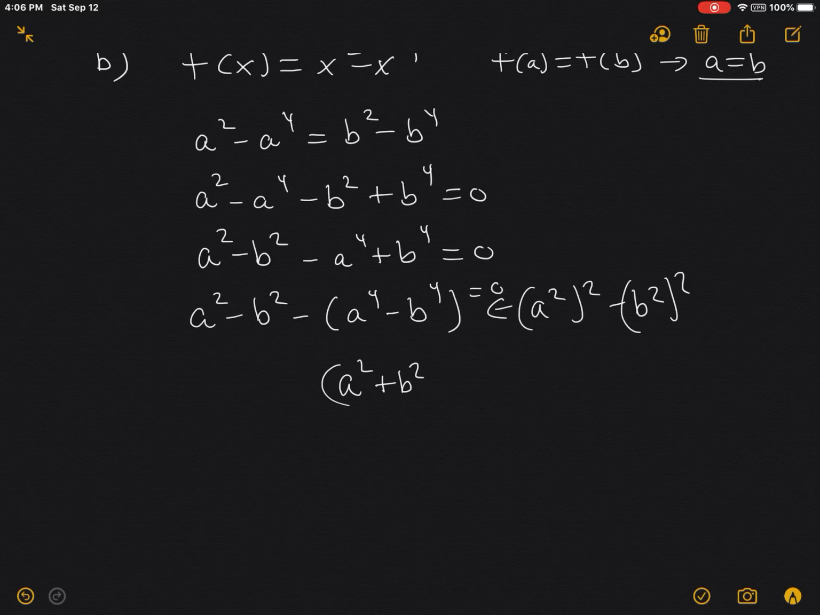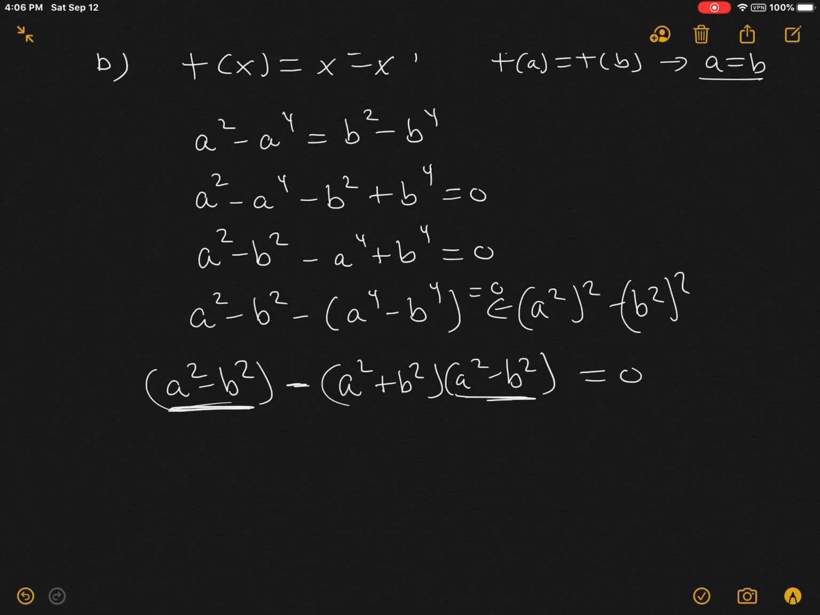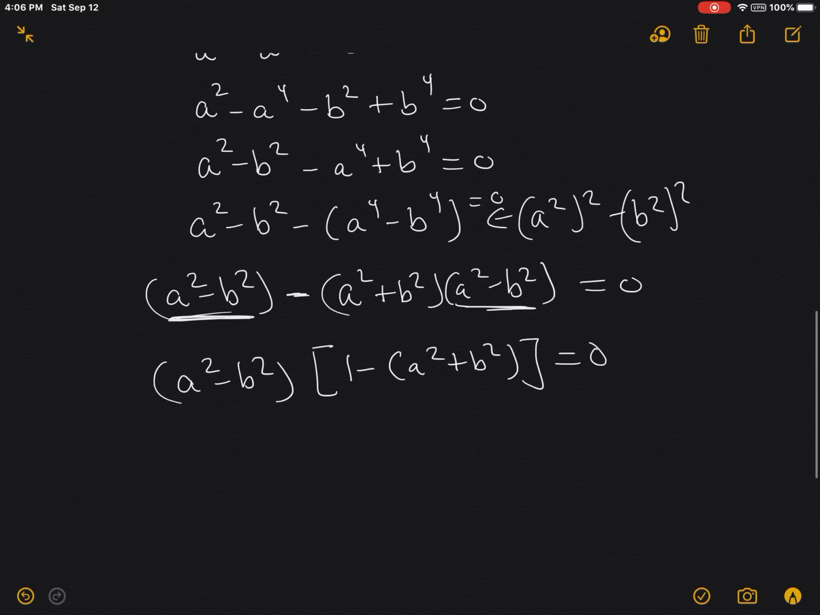If I factor this, this is a squared plus b squared times a squared minus b squared. That's the difference of two squares. And over here, I already have my a squared minus b squared. So factoring by grouping, this term and this term are common. I'm going to factor it out, and what's left is 1 minus parentheses a squared plus b squared. Okay, so I know some of you are probably looking at this like, what the heck just happened? This is just factoring. Factoring a difference of two squares, factoring with a quartic term.